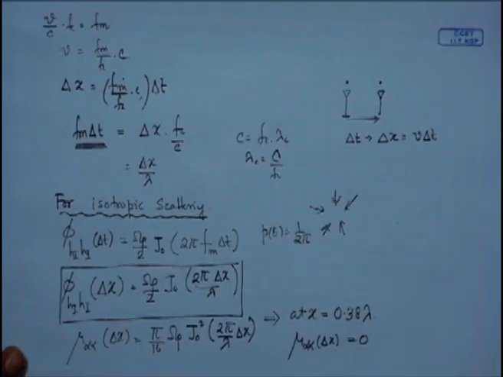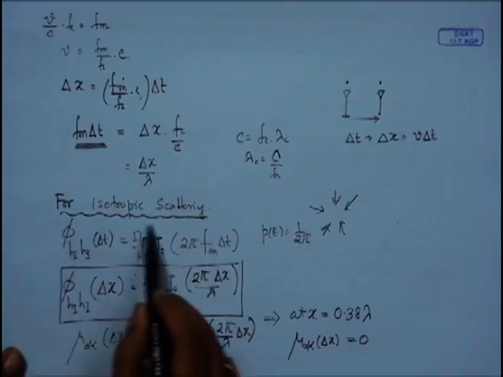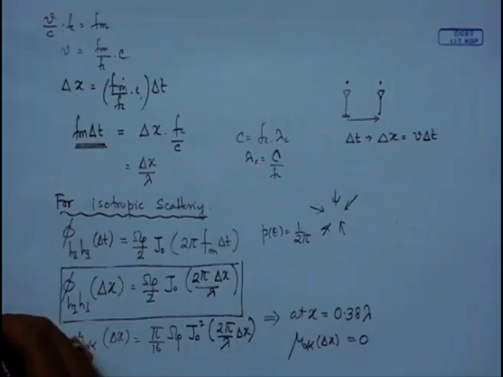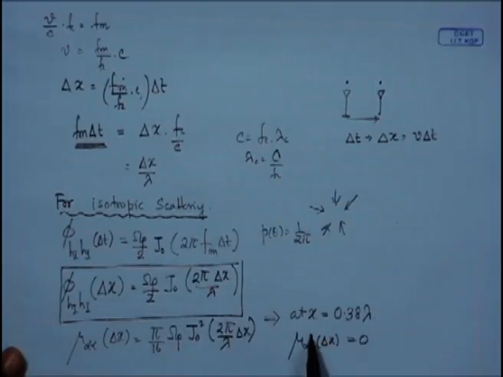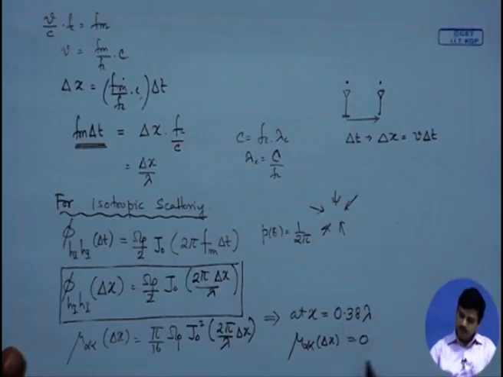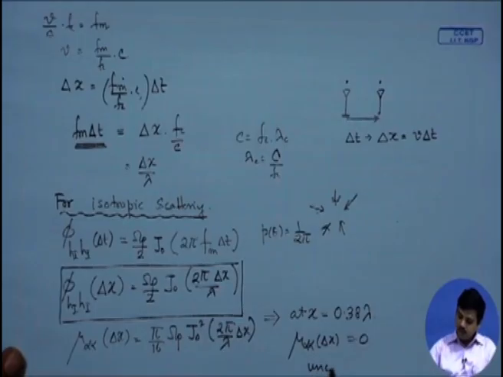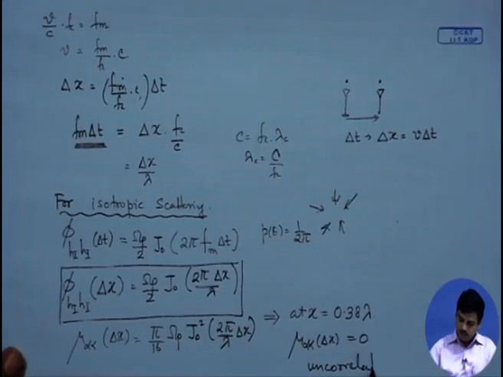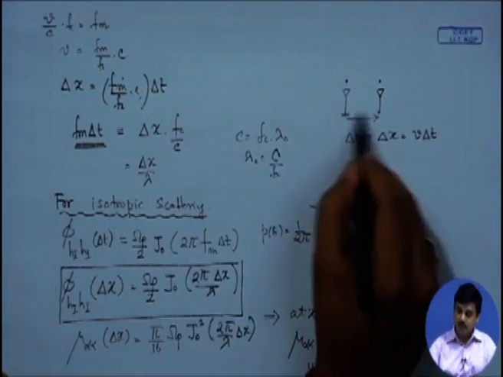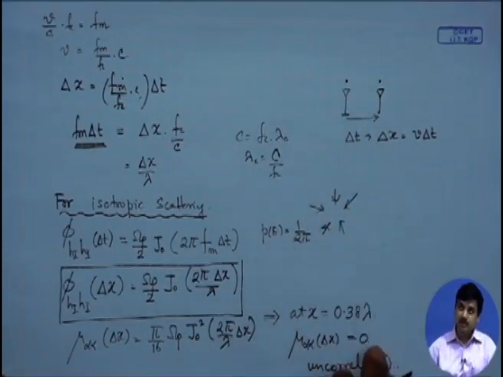So from this is what you get. That means under the condition where there is isotropic scattering, that means rays arriving from all directions with equal probability, if we have the spacing separated nearly around lambda by 2, then you get uncorrelated signals. So if I space them at lambda by 2, this is a very important result that we have.